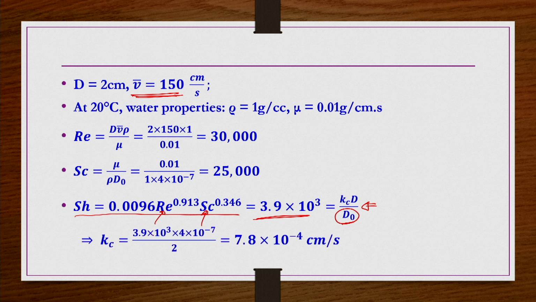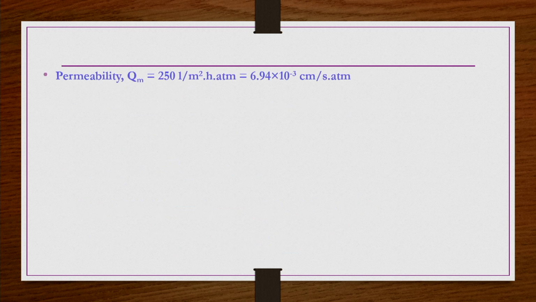Kc is equal to 3.9 into 10 power 3 into diffusivity 4 into 10 power minus 7, divided by 2, which is the diameter. Then you will get Kc as 7.8 into 10 power minus 4 centimeter per second. So, permeability Qm is given as 250 liter per meter square hour atmosphere. So, that we have to convert into centimeter per second.